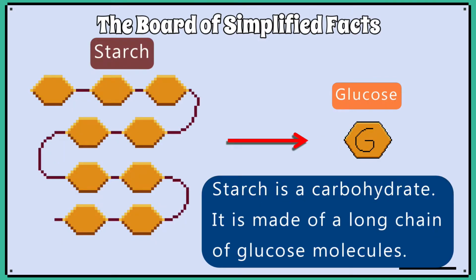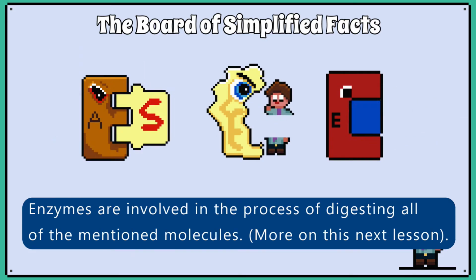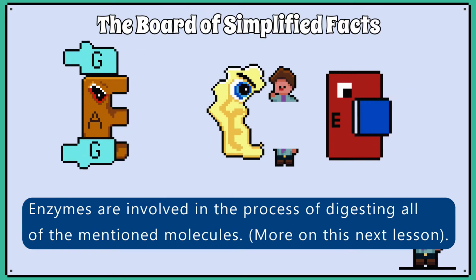Starch is a carbohydrate. It is made of long chains of glucose molecules. Digestion breaks down the starch, separating the chains of glucose molecules into separate individual glucose molecules. Enzymes are involved in the process of digesting all of the mentioned molecules.